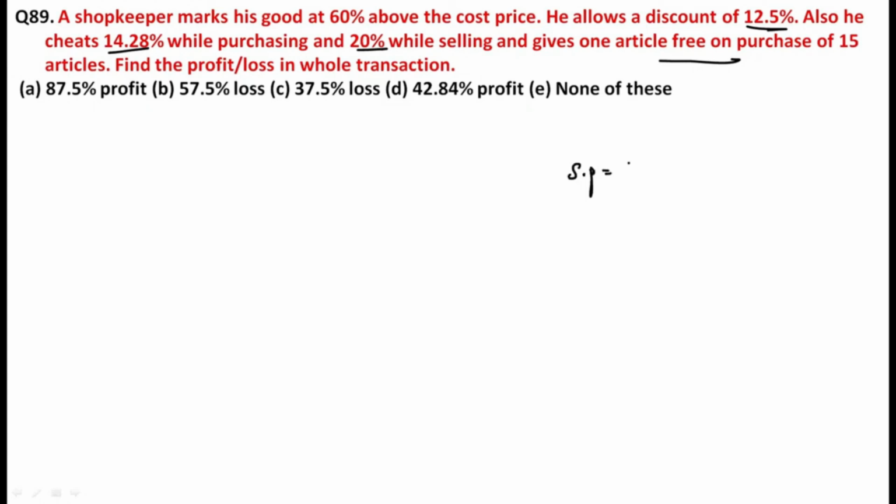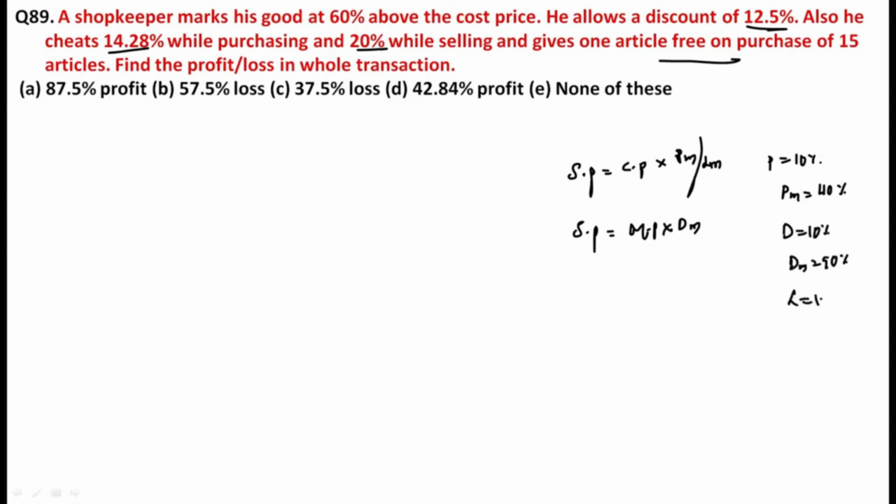Guys, selling price is equal to cost price into either profit multiplier or loss multiplier. In the same way, for the discount concept, selling price is equal to market price into discount multiplier. If the profit is 10%, the profit multiplier is 110%. The discount is 10%, the discount multiplier is 90%. If loss is 10%, the loss multiplier is 90%. Always be the subtraction of those values. Now, just take this value.